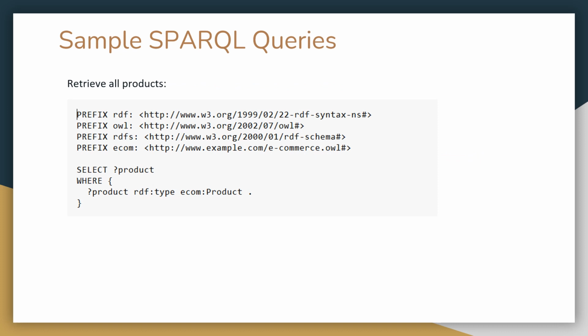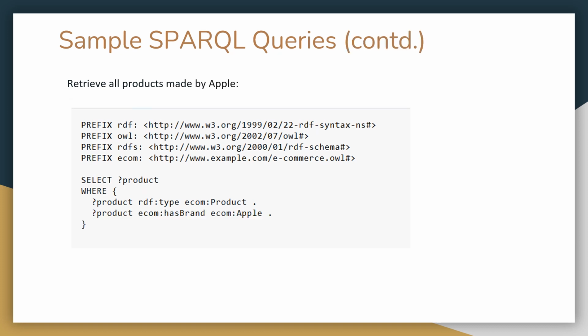Now there are some sample SPARQL queries as well. If we want to retrieve all the products, we write the prefixes and the namespace we are going to use, and then select product where the product is an e-com product. This is our namespace, e-com, and it should be an e-com product for it to be eligible as a product. Now, retrieving all products made by Apple, we only add one more condition: it should be an e-com product and it should have the brand associated to it as Apple. The other part of the query remains the same.